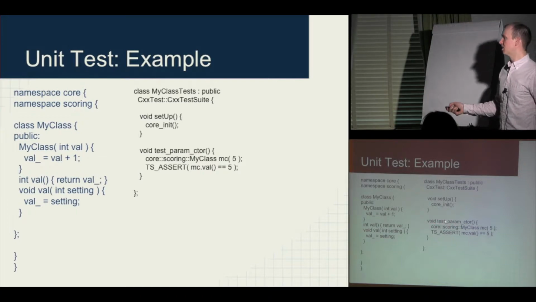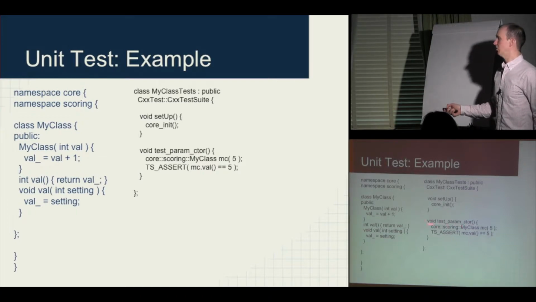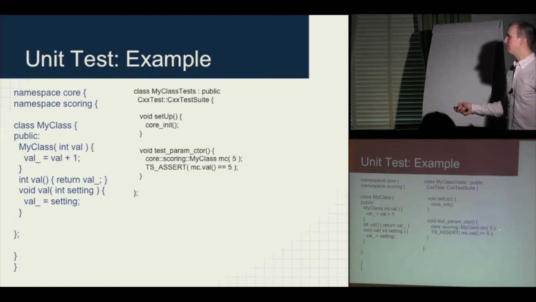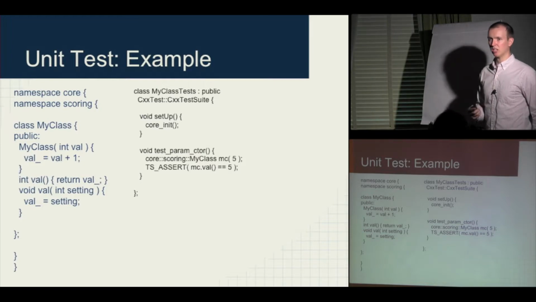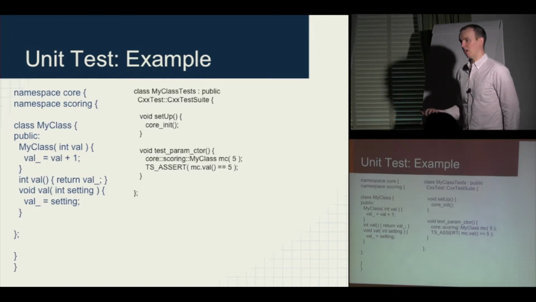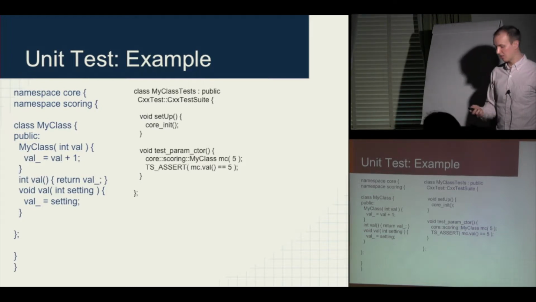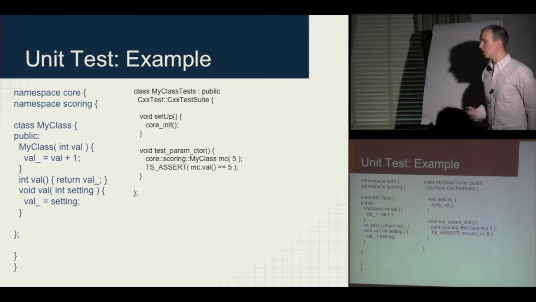So void test the parameter constructor, right? So I'm going to call this constructor. I'm going to initialize my class with the value 5, and then I just want to make sure that it actually has the value 5, right? So it's a totally reasonable, I mean, this may seem trivial, but it's a fine thing to test. There's no reason not to test this. What do you think this would do?